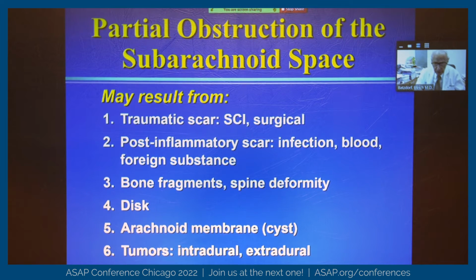Bone fragments from an injury and a spine deformity can produce an obstruction to this flow, as can a disc. There are arachnoid membrane cysts, and we're not quite sure why they originate, whether in fact they represent some remnant of an old injury or whether they're just developmental. And finally, tumors, both tumors within the spinal cord and tumors resting on the surface of the spinal cord can produce obstruction to the fluid flow.